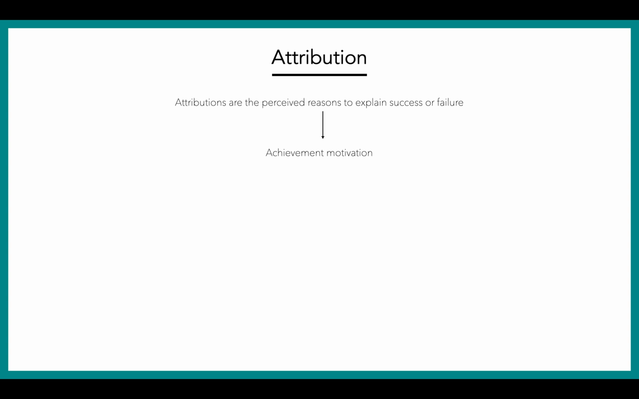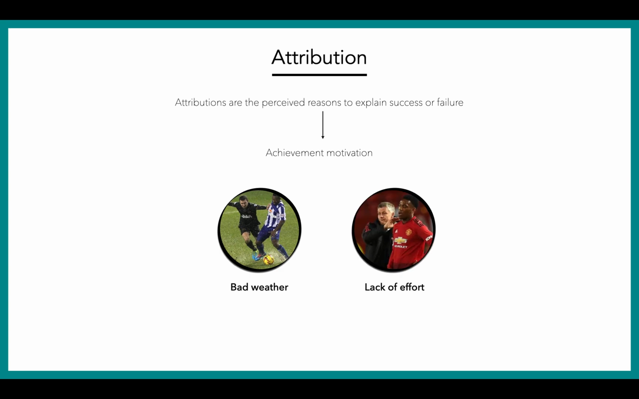A football team may say the reason they lost was because of the bad weather. On the other hand, a football team may say the reason they lost was lack of effort. Now, we're not going to go into this now. We're going to leave it and unpack it as we move through the video. But as you can see, there's a big difference between those two attributions.